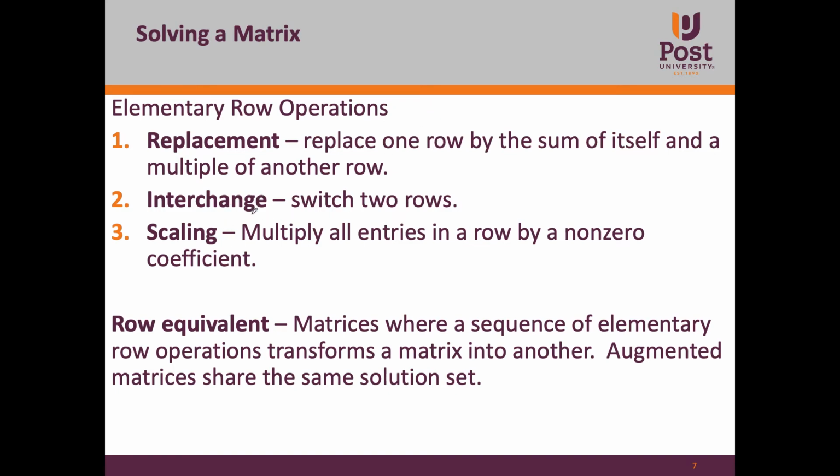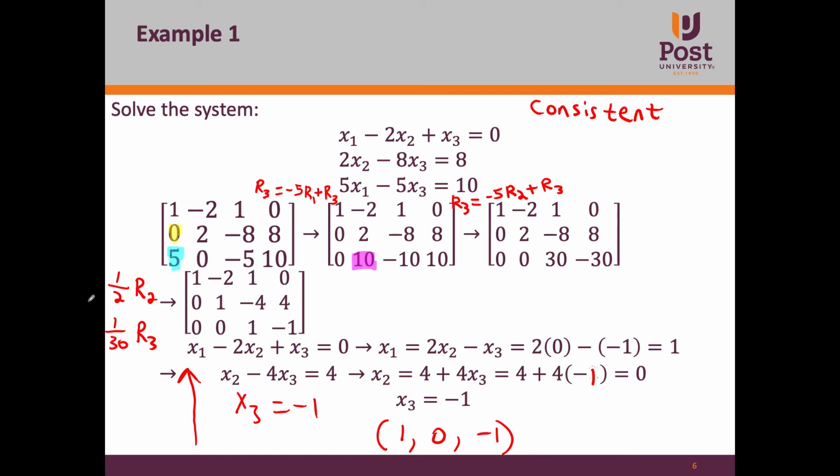We did not interchange rows. That's where we switch two rows. That doesn't really impact much, but it does allow us to move a 0 if we wanted to. And then scaling, multiply all entries in a row by a non-zero coefficient. This does not have to be a whole number, which is why you would notice I used fractions down over here.